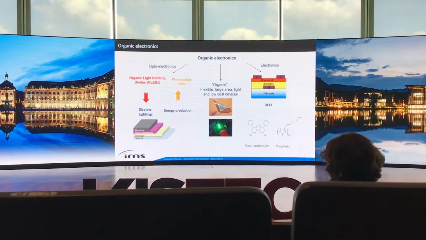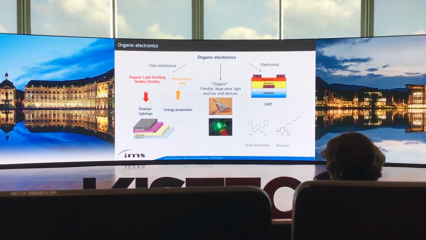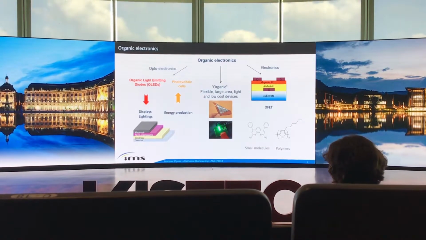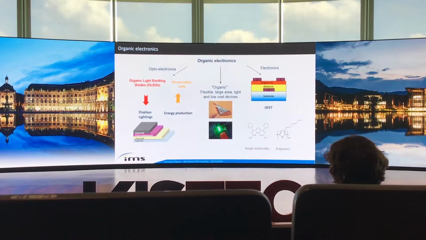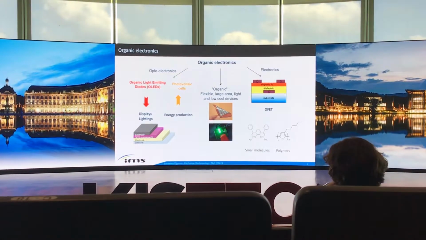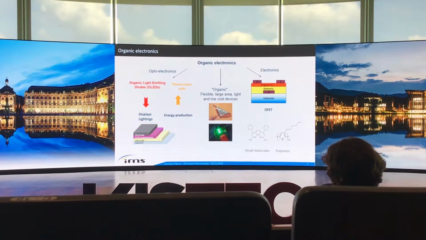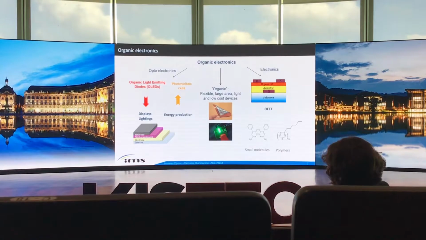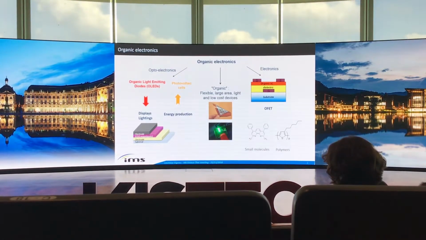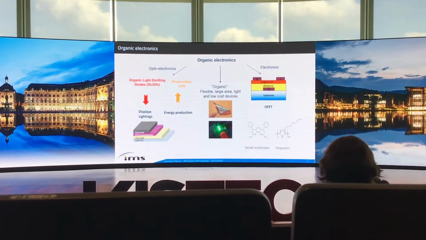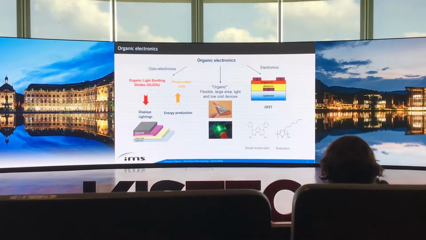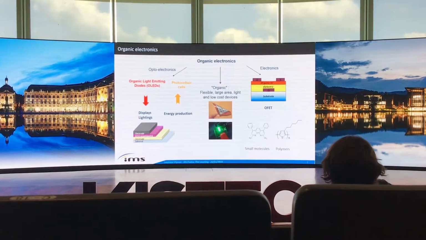Most of the polymers are processed via wet processes like spin coating, slot die, or doctor blading, or inkjet printing, whereas most of the small molecules, at least for the commercial devices, are processed via vacuum deposition, which is costly. And so now there are some research programs dedicated to depositing small molecules via wet deposition processes.